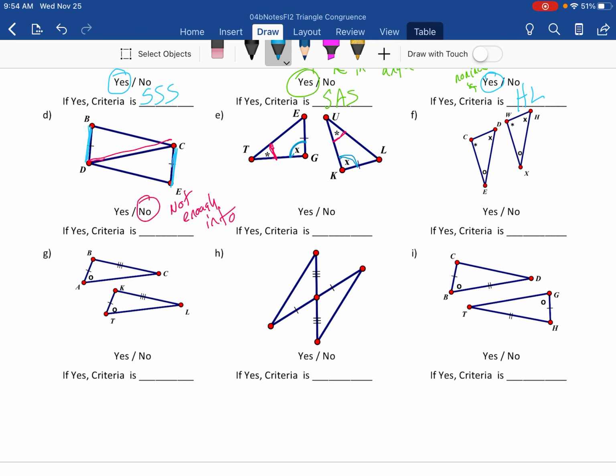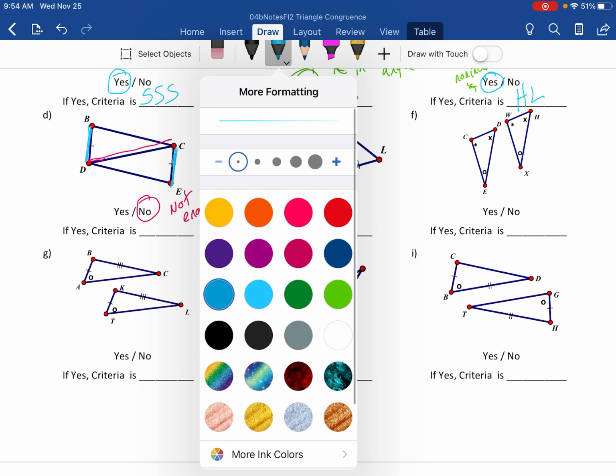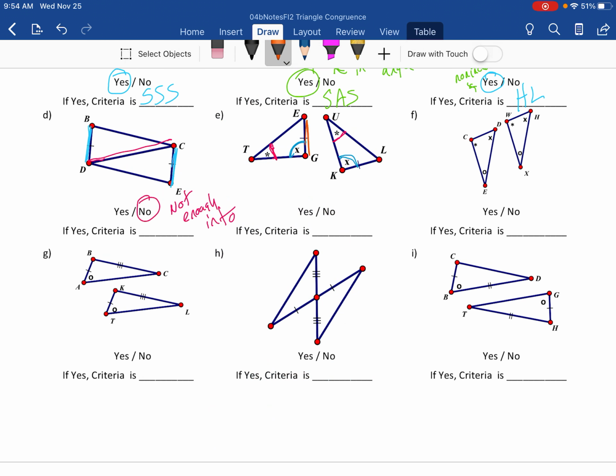This X and this X means that those are congruent. And then this side and this side. So this side right here is non-included, just so you know. And this side is also non-included but you have an angle, and so this is going to be, yes, this is angle, angle, side. Okay, and make sure you put that. It's not side, angle, angle, it's angle, angle, side.